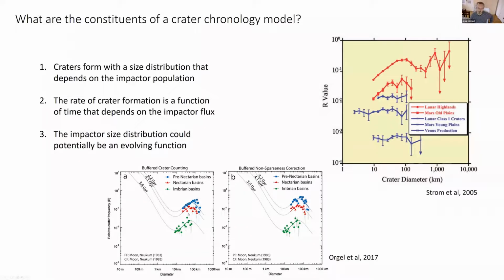And the idea was that this kind of squashing of the blue curve here represented a change of shape between the pre-Nectarian period and the Nectarian period on the moon. So this squashing was evidence that there had really been a change of impactor population.